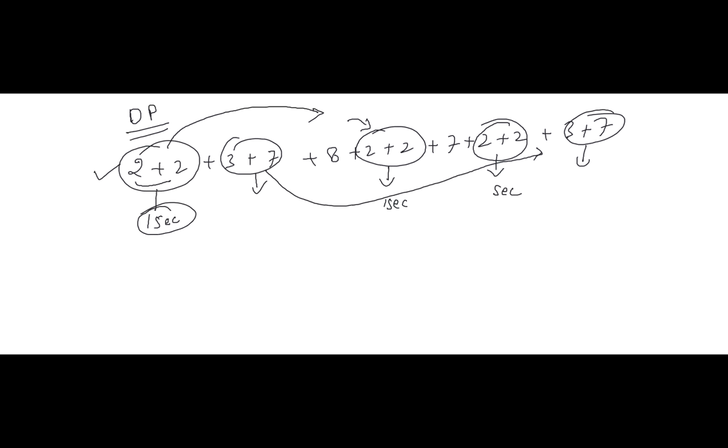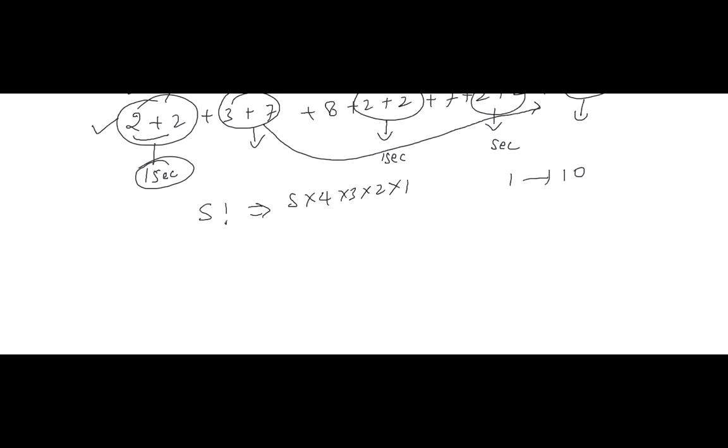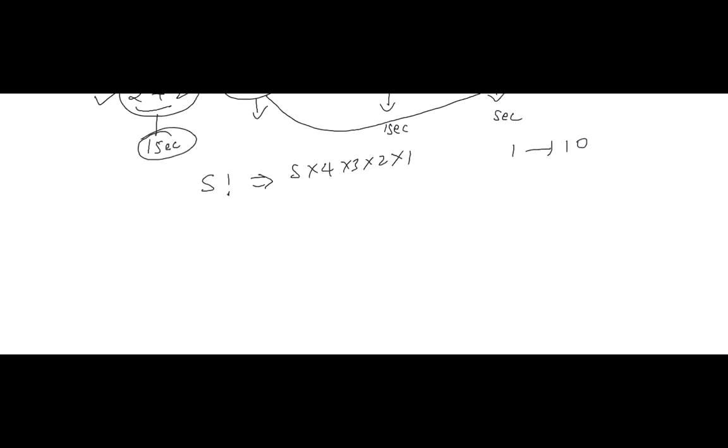For example, if we are talking about factorial, right? For 5 factorial, the result is 5 into 4 into 3 into 2 into 1. So let's say I want to calculate the factorial of every digit from 1 to 10. Let me scroll. You can scroll up the whiteboard a little bit.